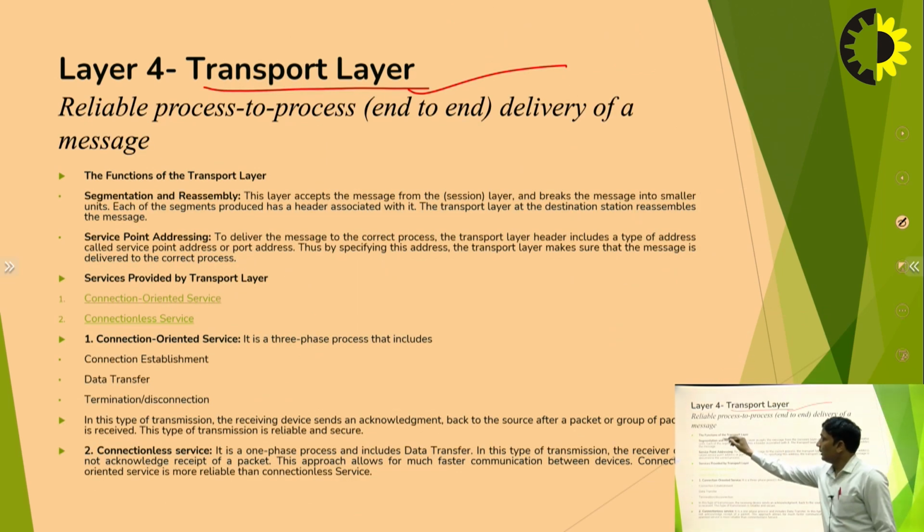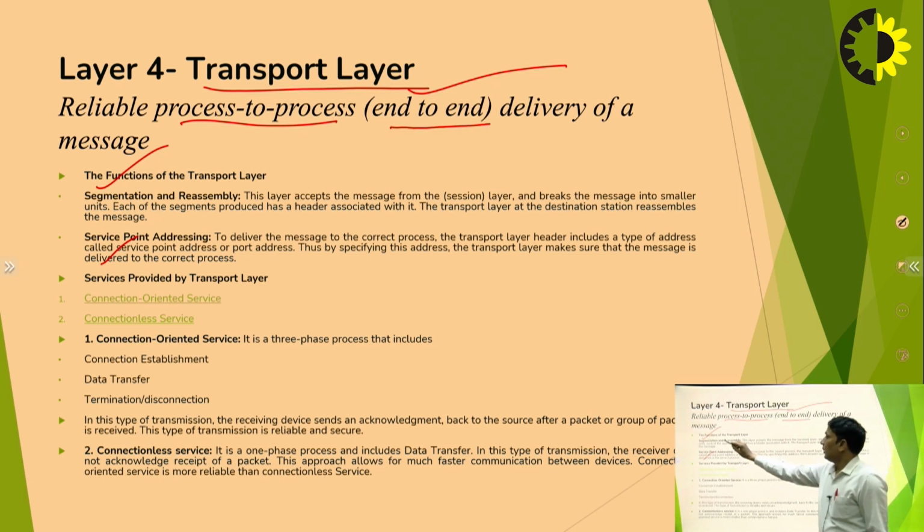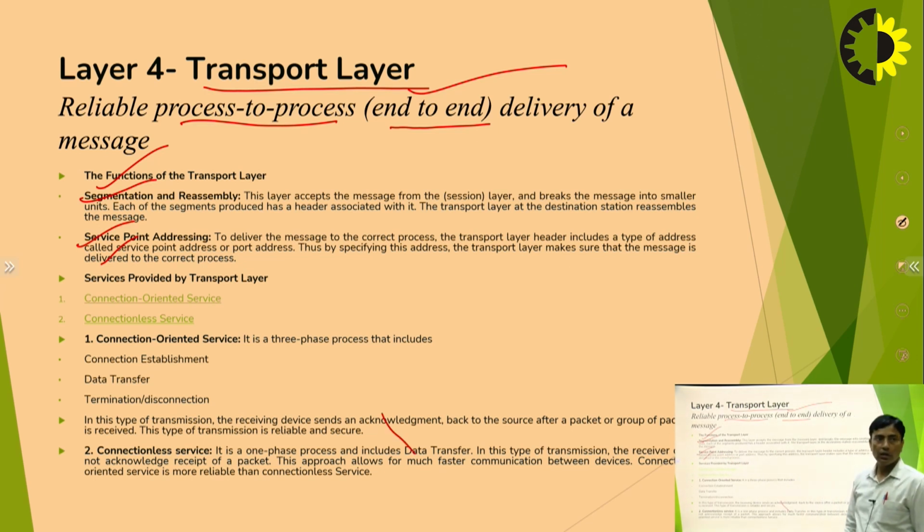So let us see the major functions of this layer. Sometimes this process to process delivery is also known as end to end delivery. The functions of transport are segmentation and reassembly, and service point addressing. Let us see what these are: segmentation and reassembly.